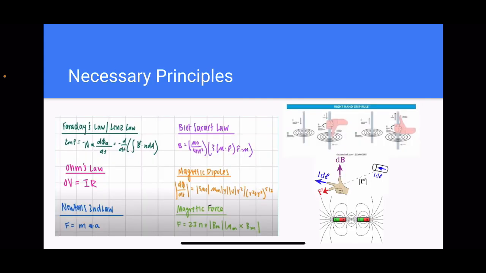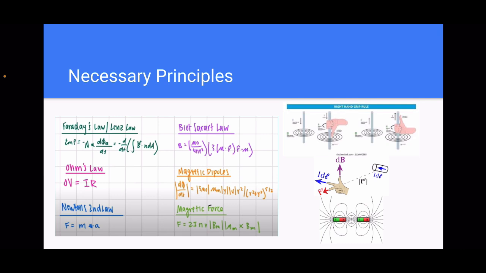Necessary principles: Faraday's Law and Lenz's Law. This is how we're going to calculate our EMF. This is going to give us our potential difference, which is then divided by the resistance to get our current. That current is created by the magnetic flux and therefore creates the magnetic force on the magnet, thereby slowing down the free fall. Newton's law is how we're going to observe this free fall.